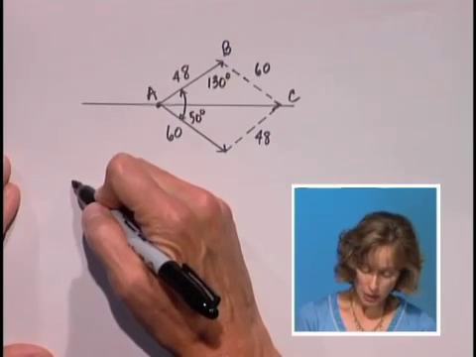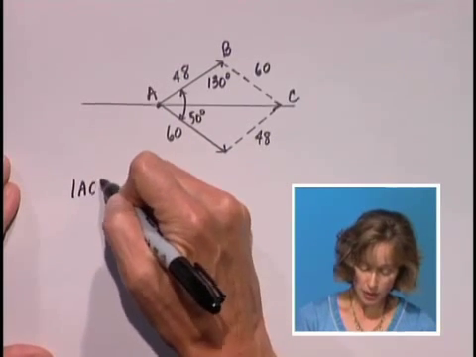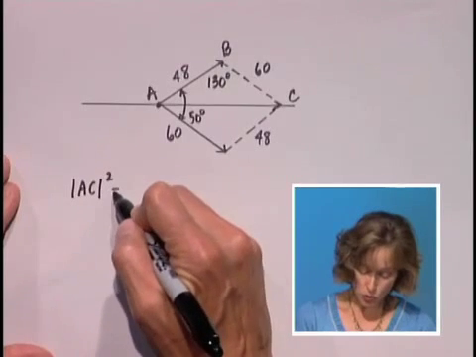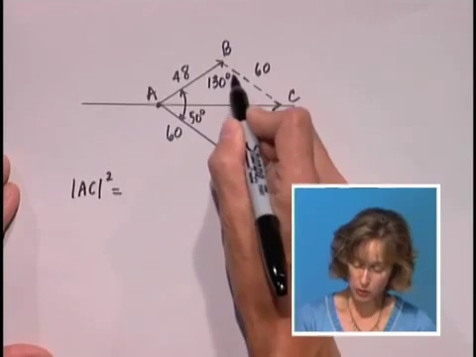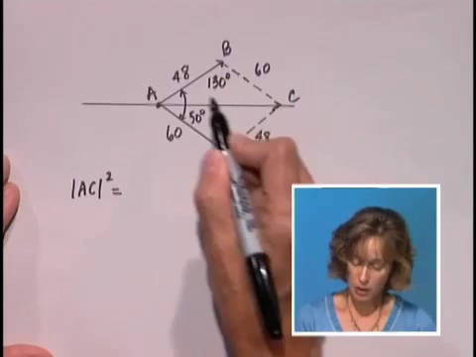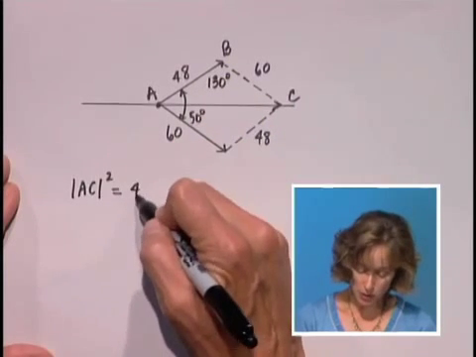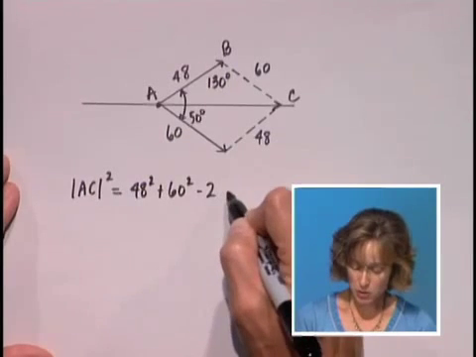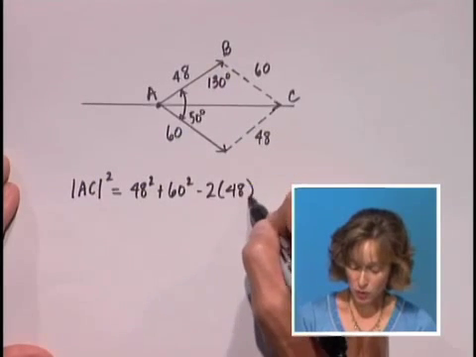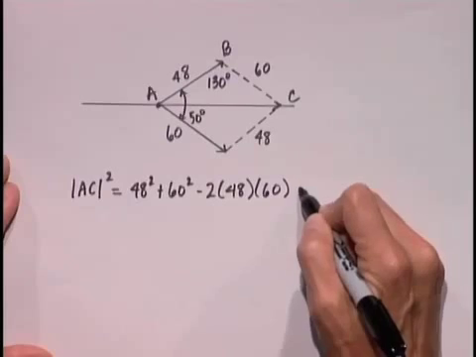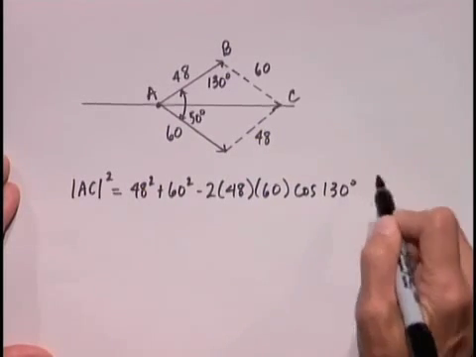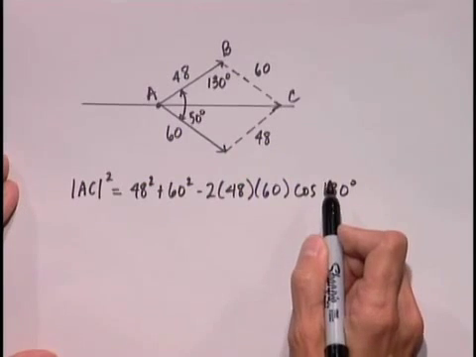So I want the magnitude of AC. According to the law of cosines, that magnitude squared in just this triangle, in this top triangle, is equal to 48 squared plus 60 squared minus 2 times 48 times 60 times the cosine of 130 degrees, which is the angle between those two vectors.